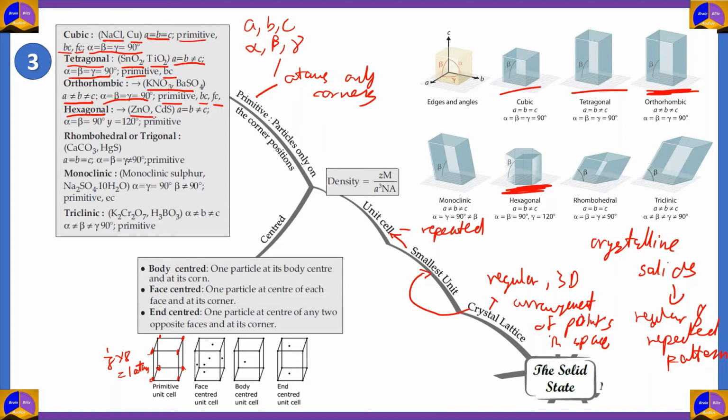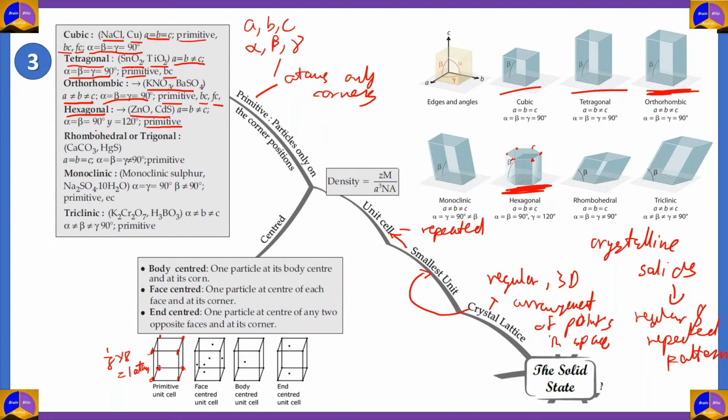Examples for hexagonal unit cells include ZnO, zinc oxide, and CdS, cadmium sulfide. The hexagonal cells can only be primitive unit cells. They cannot be body-centered or face-centered. Only primitive cells, that is, only the atoms are present at the corners and nowhere else.